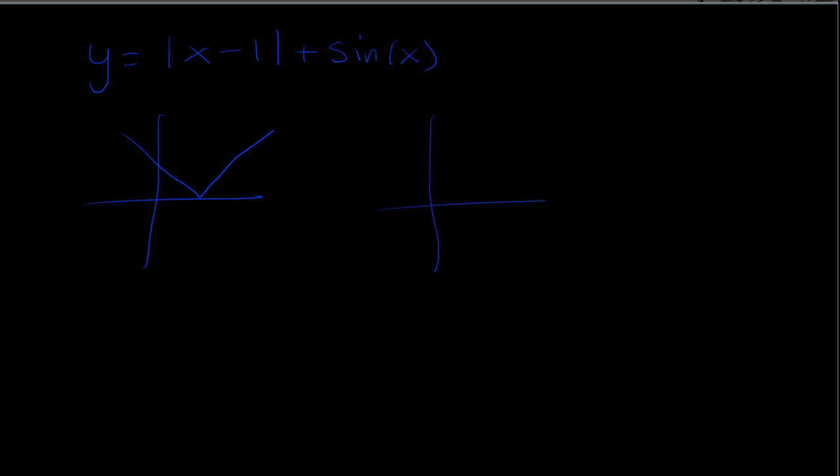All right, next we're going to be looking at an absolute value and a sine function. We know the absolute value is going to look like a V at x equals 1, and it's continuous everywhere. And sine of x is also continuous everywhere. Whenever you add two continuous functions, you get a continuous function. So this is continuous everywhere.